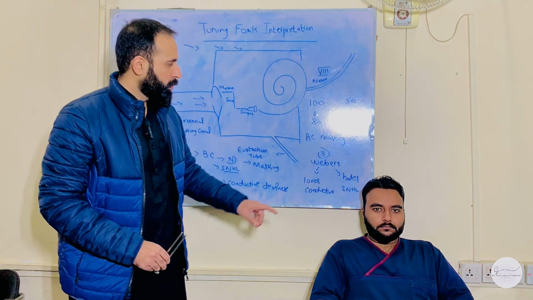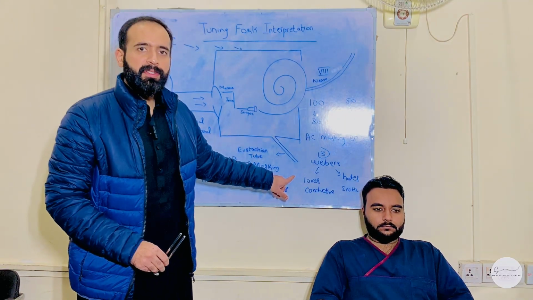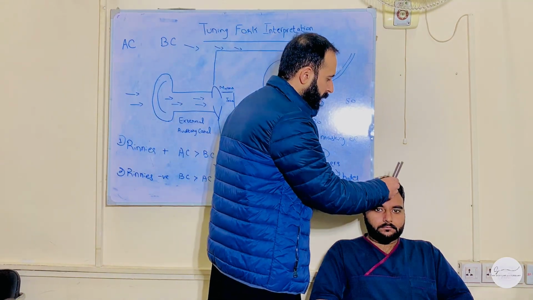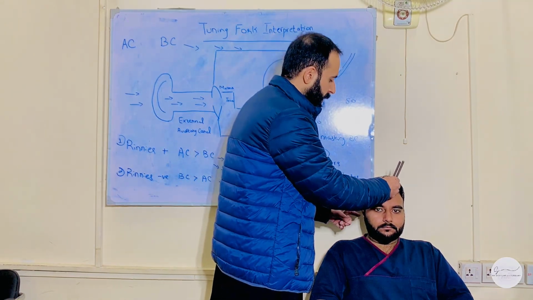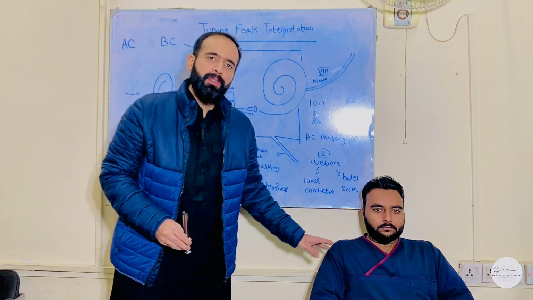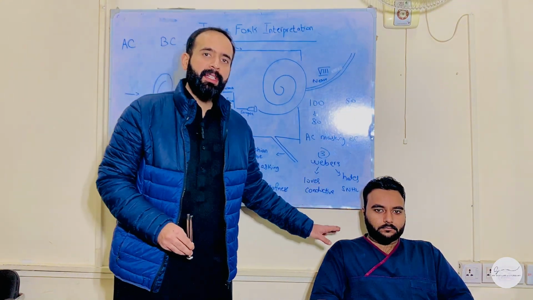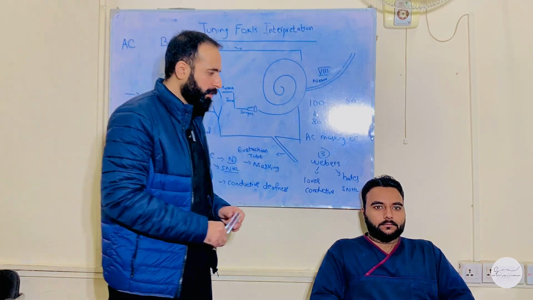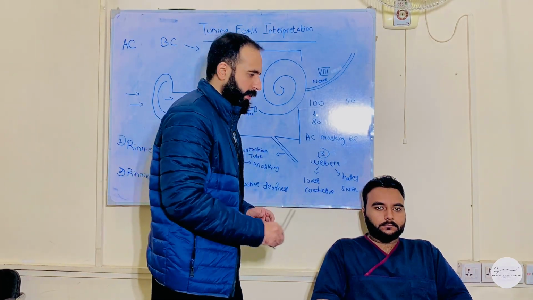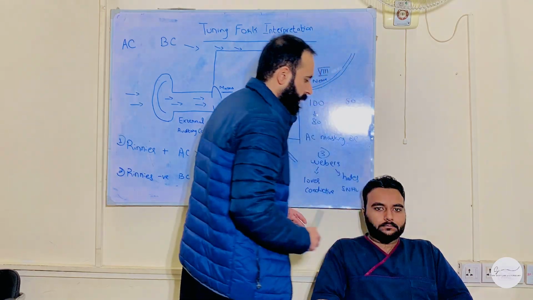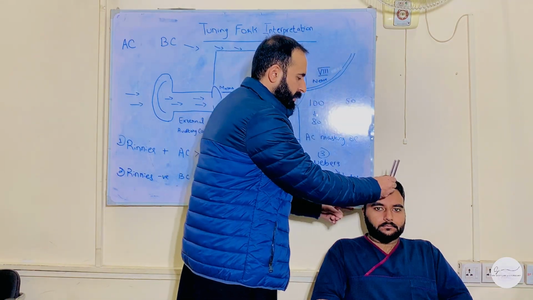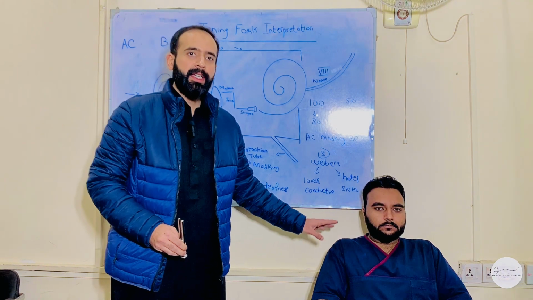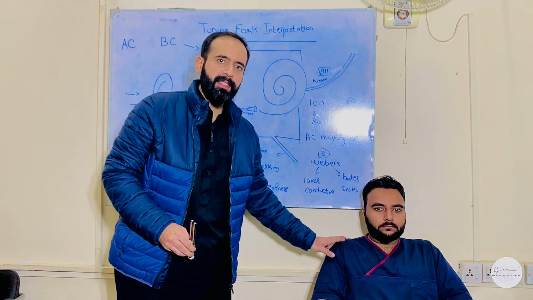This means Rinne's is positive. Where should the Weber's go? Remember, Weber's loves conductive deafness. So if I do the Weber's in this patient, he will hear it in the right ear. So this confirms that this patient is having right conductive deafness. So this is scenario number 2. Rinne is negative in one ear, Rinne is positive in the other ear, and Weber's going towards the Rinne's negative side. This means that this patient is having conductive deafness in that ear.